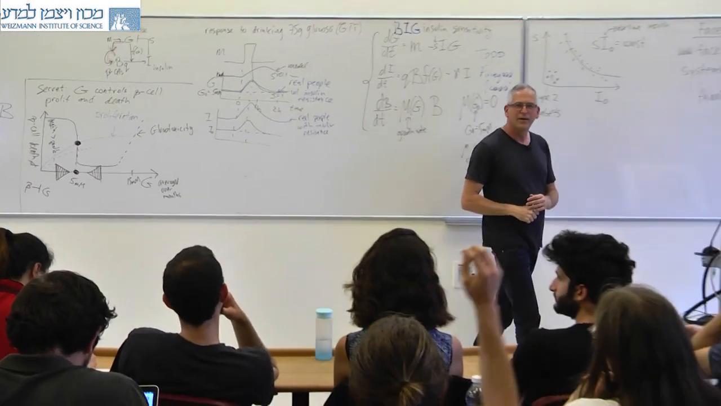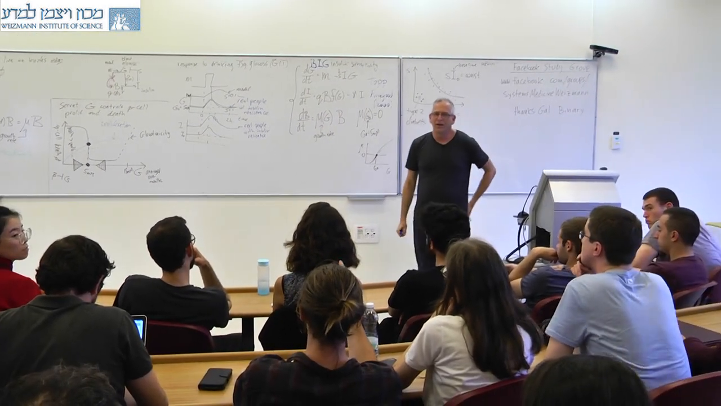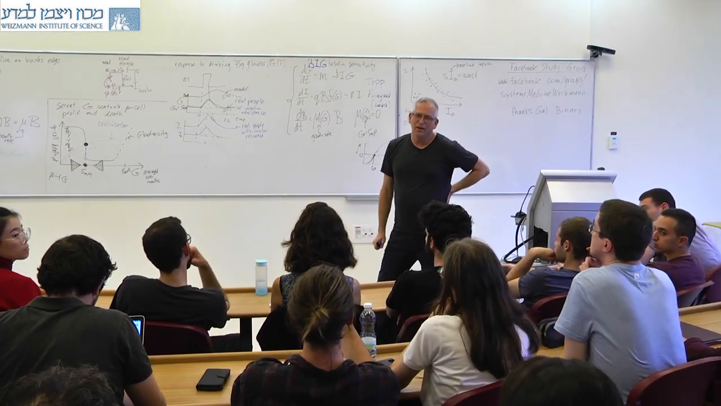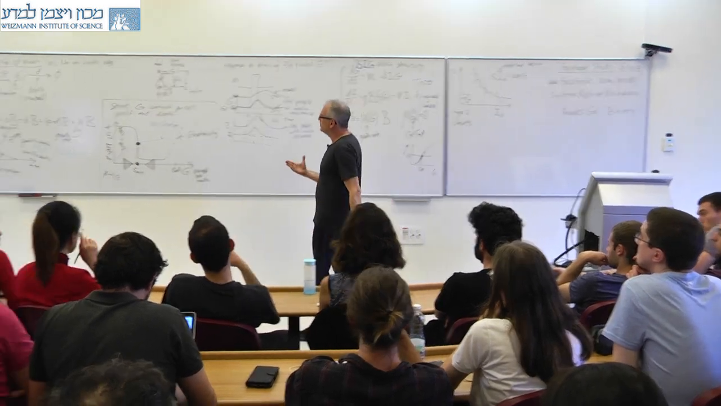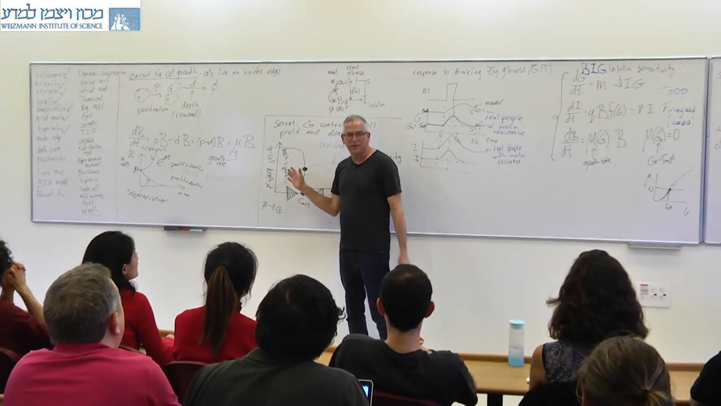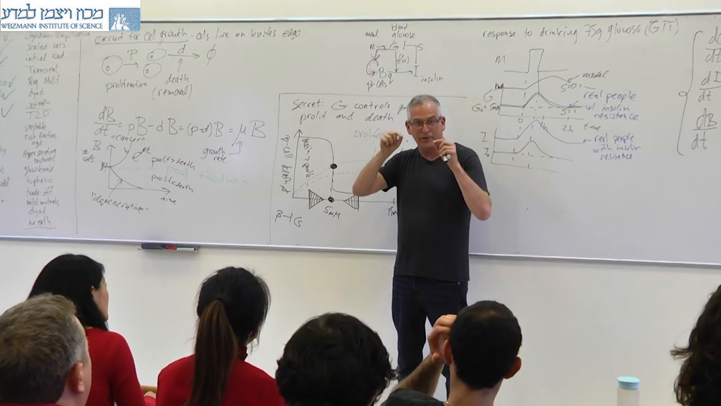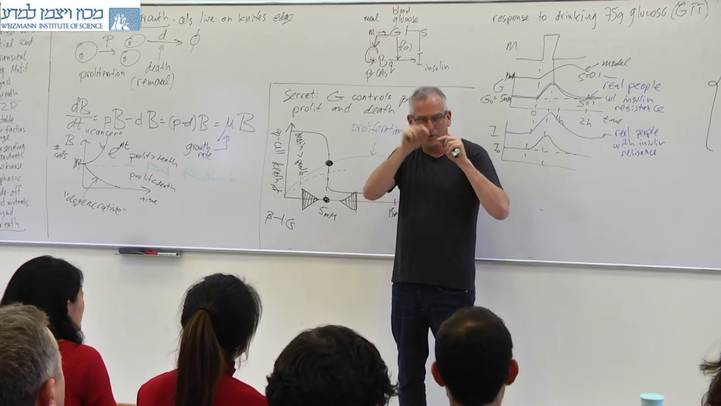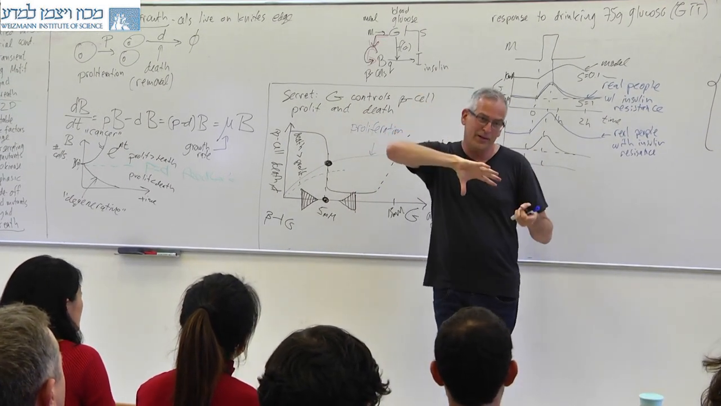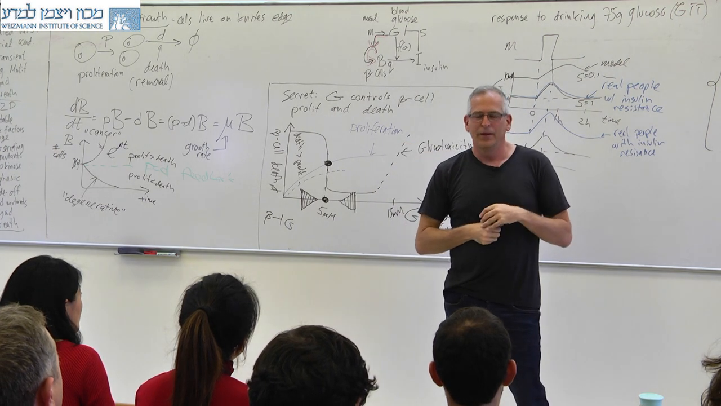Can you measure separately the proliferation and the death rate, or just the difference between them? Can one experimentally measure proliferation and death separately? And you can. There are markers, molecular colors that specifically mark when cells are dividing or when cells are dying.